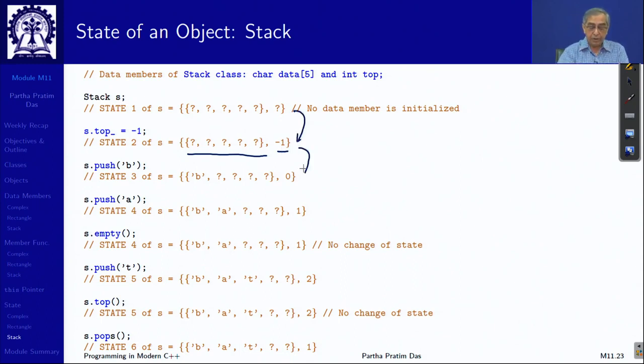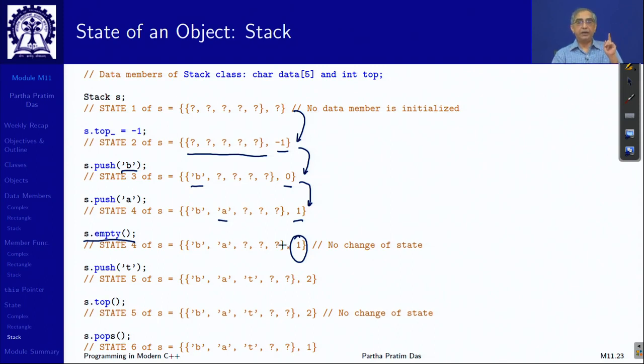Now, you do a push. The top changes and the value, suppose you have pushed B, comes in at the 0th location. So the array has changed, the top also has changed, and the stack is in a different state. You push another, A, introduced in the array, and the top marker has changed. Then you check for is empty. Is empty is just checking if the stack is empty, that is, if top is -1 or not. So it is not changing the state.